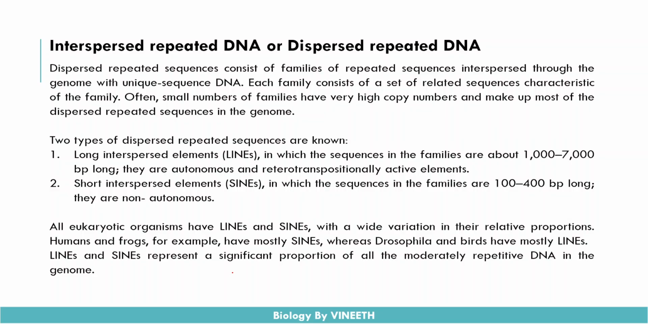Then the second category of repetitive DNA sequence is the interspersed repeated DNA, or dispersed repeated DNA. This class mainly contains the transposons as well as the LINEs and SINEs, which are also called the retrotransposons.